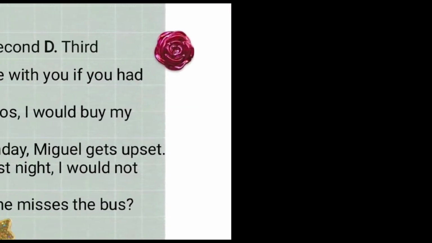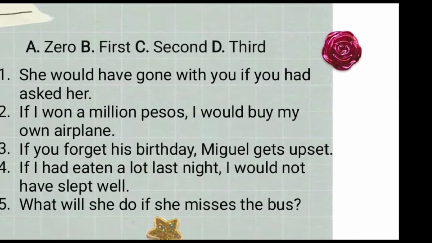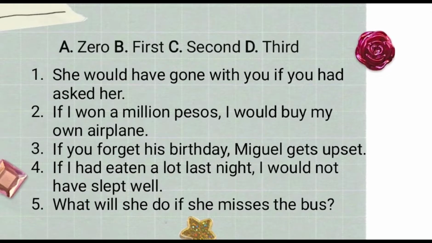For our questions 1 to 5, you are going to identify what kind of conditionals are the following. The choices are A, 0, B, first, C, second, D, third. Number 1. She would have gone with you if you had asked her. Number 2. If I won 1,000,000 pesos, I would buy my own airplane.